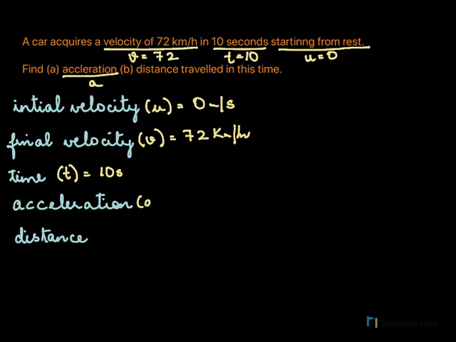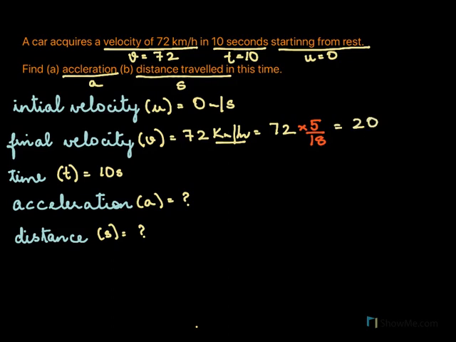We need to find acceleration a, and distance traveled, s. The first thing you've seen is that the final velocity is not in the proper unit. It is kilometer per hour, and we need to change it to meter per second, for which we multiply by 5 over 18. Doing this calculation, your answer will become 20 meter per second. So v we are going to take as 20 meter per second.